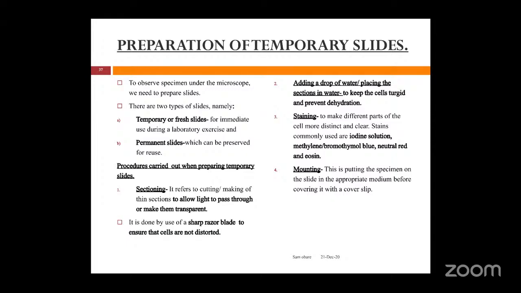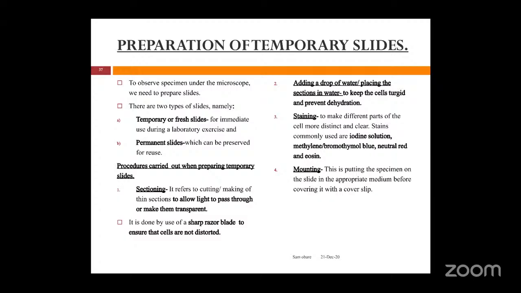Very good. So when you're making a section, you should use a sharp razor blade to ensure the cells are not distorted or damaged. When you're sectioning or cutting a specimen, two things should be done. Make sure you make it as thin as possible so that you allow light to pass through. Also, make sure that you use a sharp razor blade to ensure the cells are not damaged or distorted.